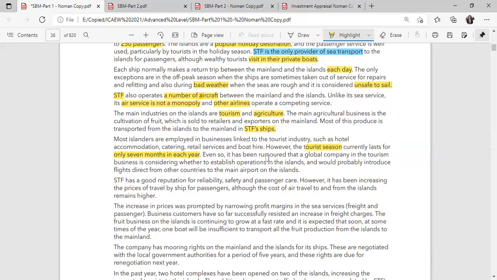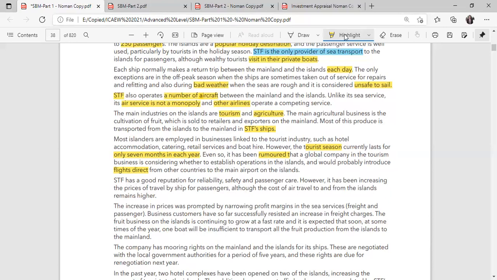Even so, it has been rumored that a global company in the tourism business is considering whether to establish operations on the island and would probably introduce flights direct from other countries to the main airport on the island. So here is a news, but nothing is confirmed. So you cannot say anything. But definitely you must consider it because it could be a threat for you. But again, it is basically about your air flights and not about sea transport.